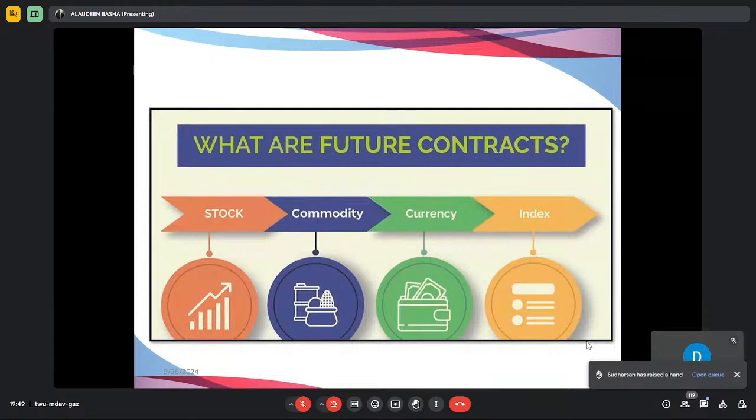What are the futures contracts? They are stocks, commodities, currencies, and the index. Stocks, all of you know, there are a lot of stocks. Out of 5,660 stocks, only a few are in futures and derivatives, not all the stocks, because it is based on market capitalization and volatility. Only those stocks are in the derivative segment. It has a futures segment and an options segment.